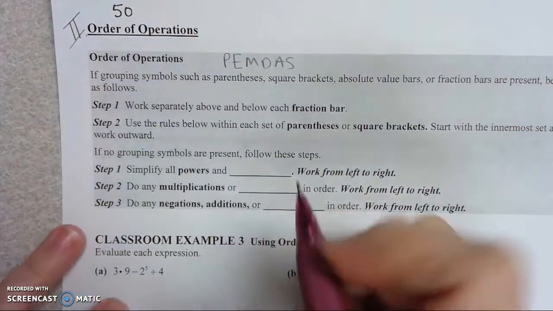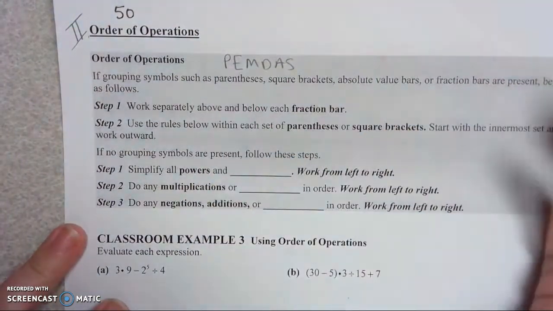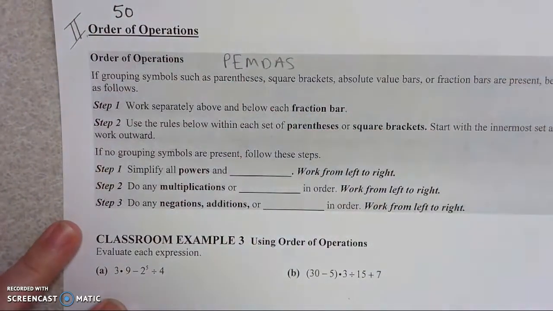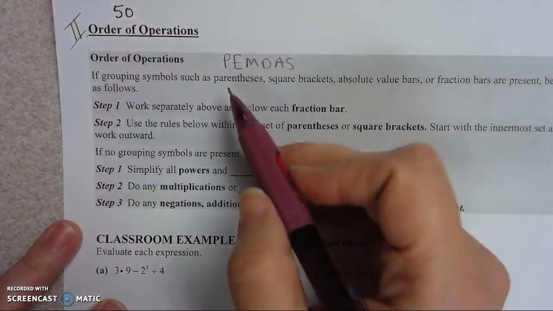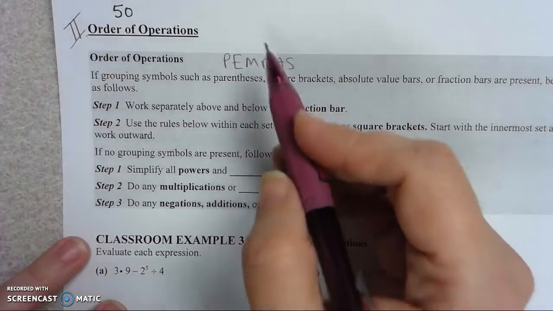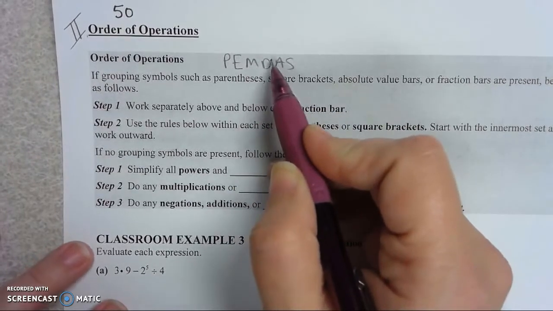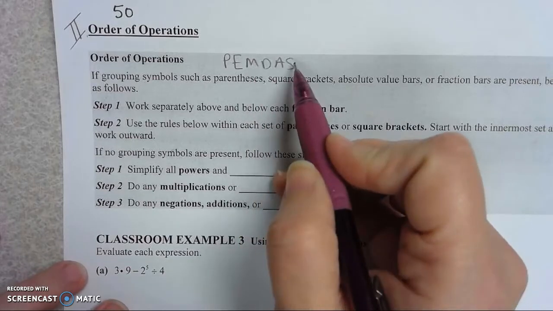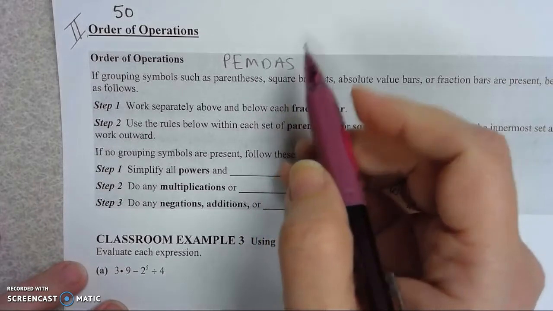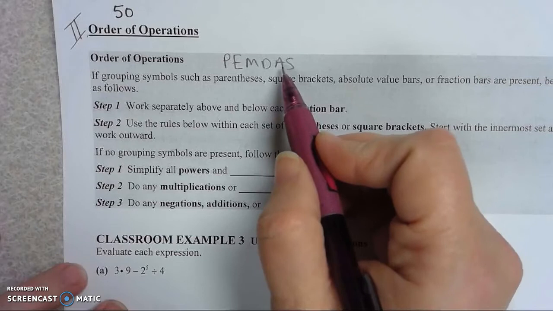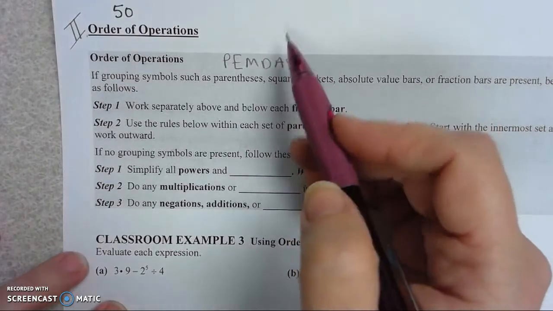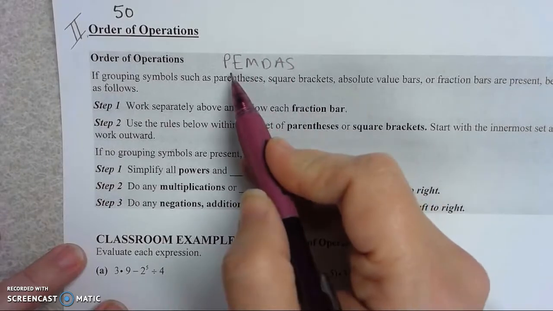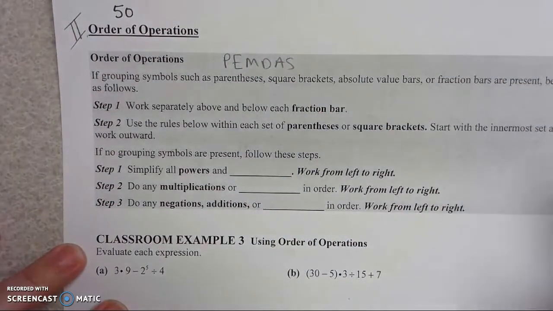PEMDAS. But to me, this acronym is a little bit misleading, as it only talks about parentheses, but there are more than just parentheses that are included in order of operations. And then multiplying and dividing, it leads you to think that multiplication comes first. Same for addition and subtraction. It leads you to believe that addition is always first, but that's not the case. So if you're going to learn this, you need to learn what else goes along with it.